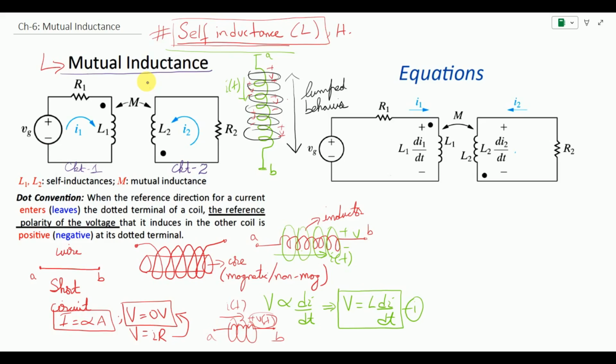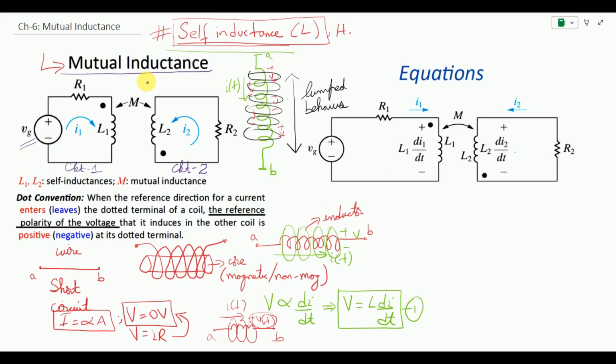We can see that we have an inductor L1 supported by a resistor to control the flow of current I1, and we have a voltage source VG on the left side of the circuit. Now on the right hand side we have another inductor represented by L2, and we have placed a resistor again to control the flow of current, and the current on the right hand side is I2, while the left hand side has the current I1.